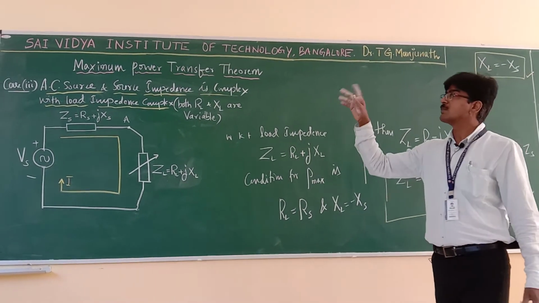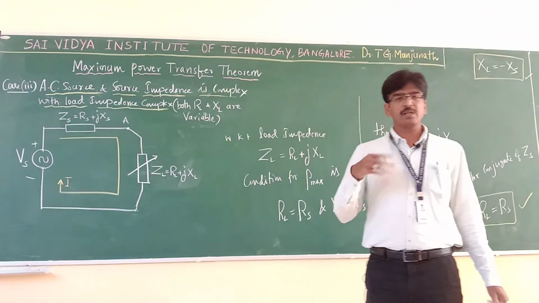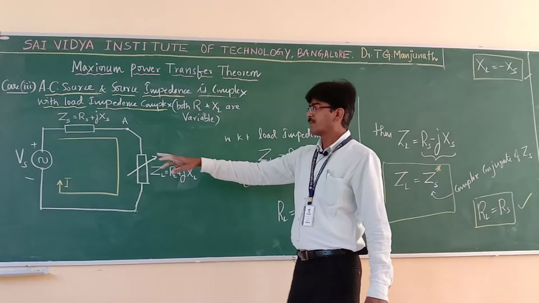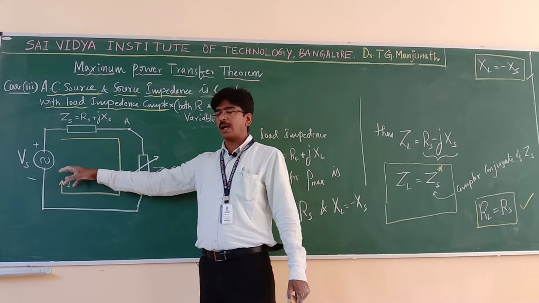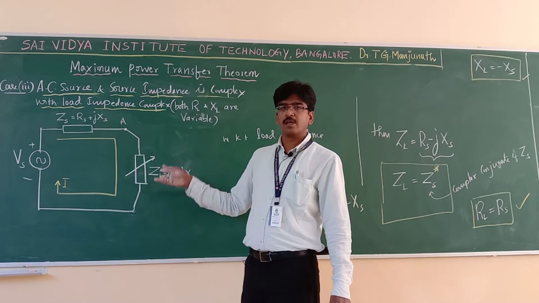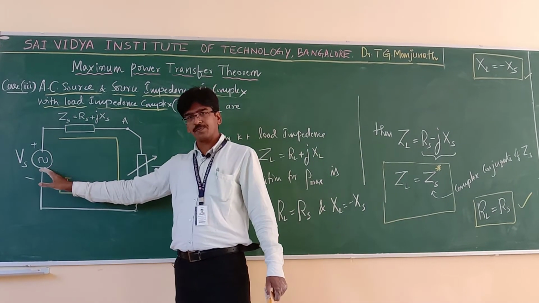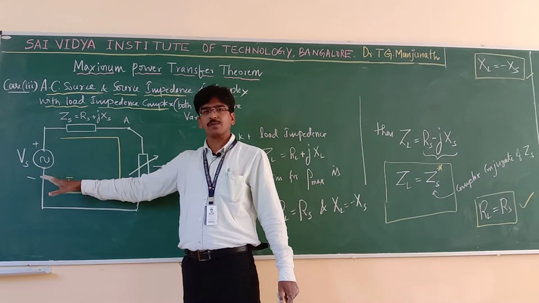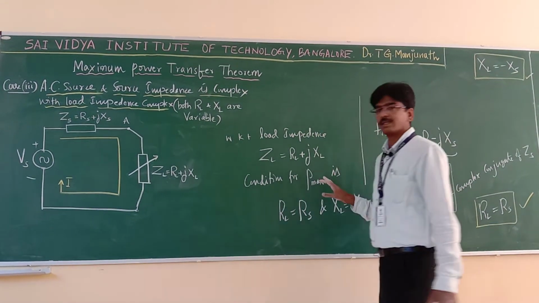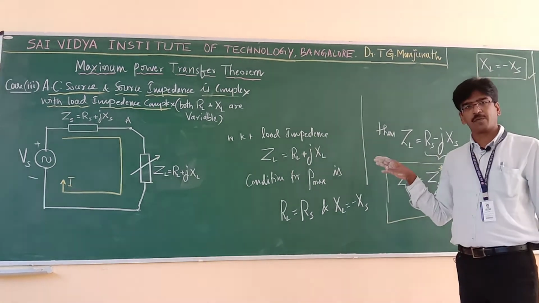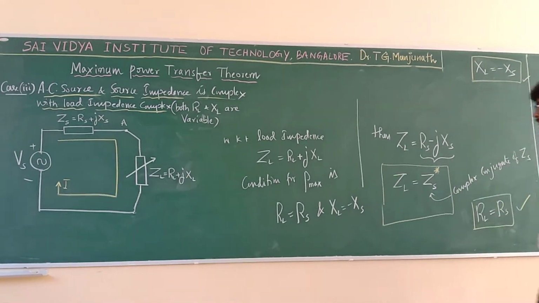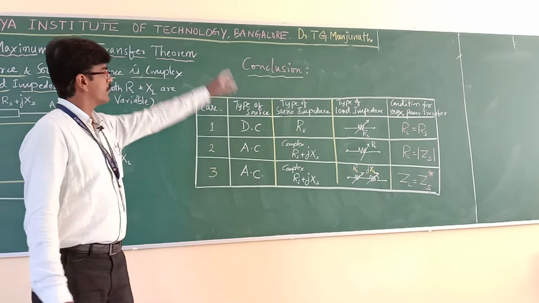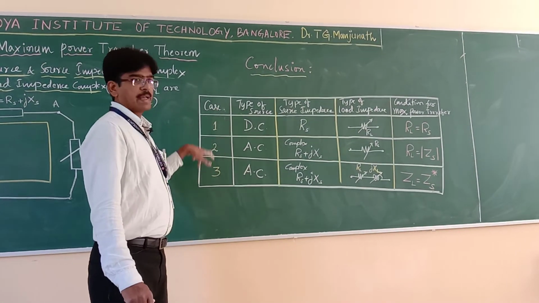Now, in this maximum power transfer theorem, in these two sessions, we considered three cases. First case, DC source and with the pure resistive load. Second case, AC source and the load is pure resistive load. Case 3, AC source with complex load. Now, let us form a small table to conclude this discussion. So, conclusion from these two sessions, we have considered three cases.